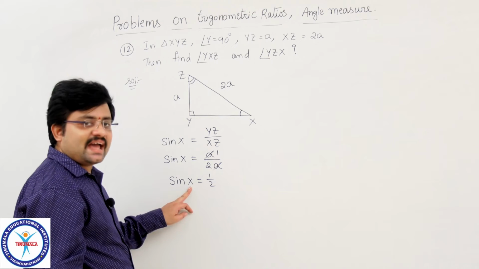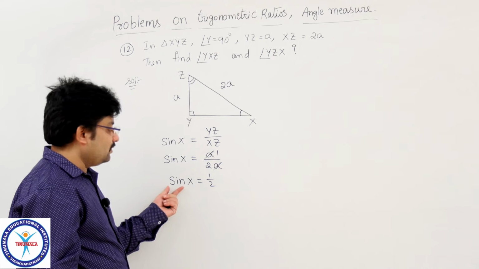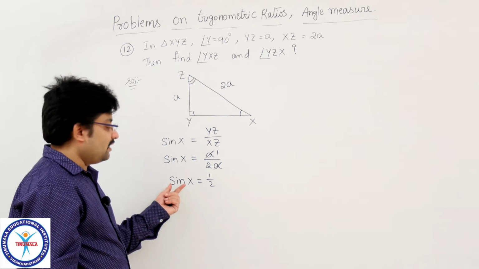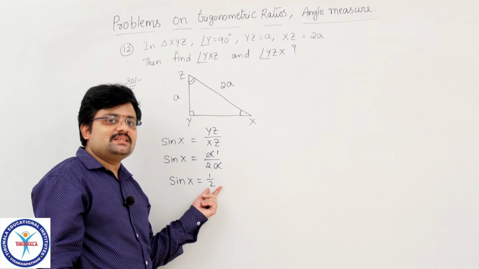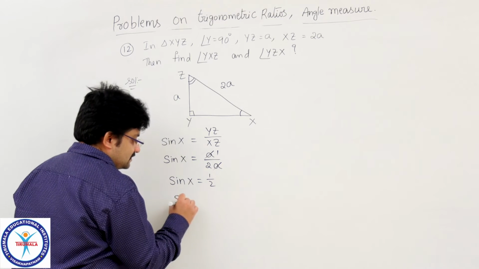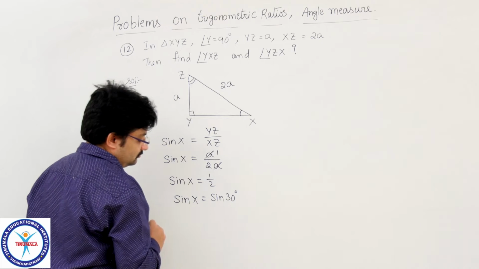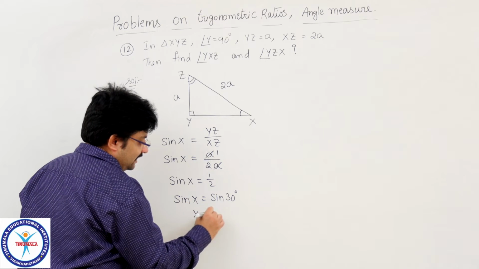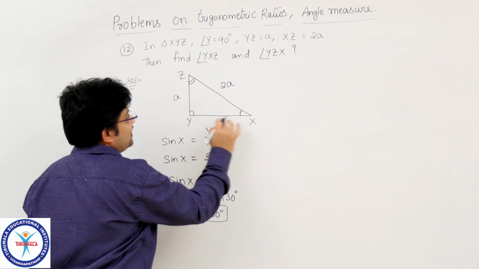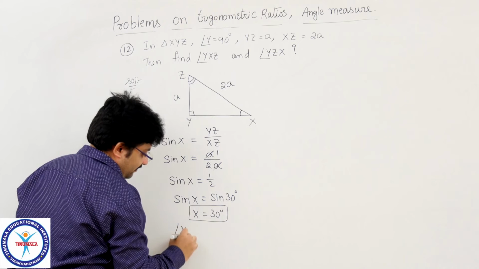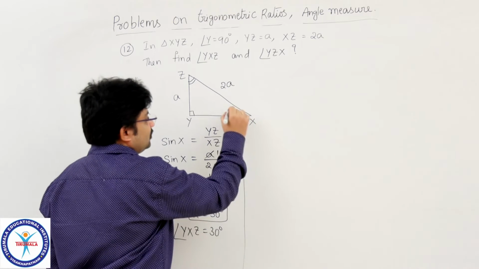We need to find the angle X. So, here it is sin. In the trigonometry table, the value of 1 by 2 at which angle in the sin is 1 by 2. That means sin X is equal to sin 30 degrees. That means X is equal to 30 degrees. X is nothing but the angle made at X, that is angle YXZ. Angle YXZ is equal to 30 degrees. Now we got this angle.